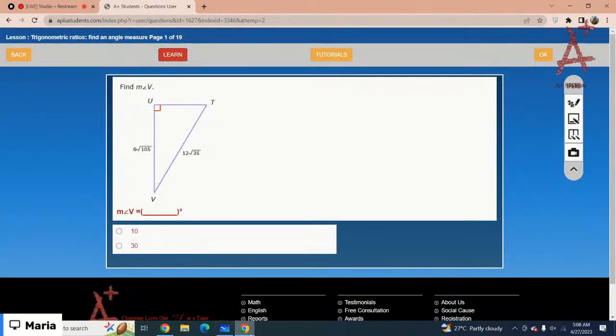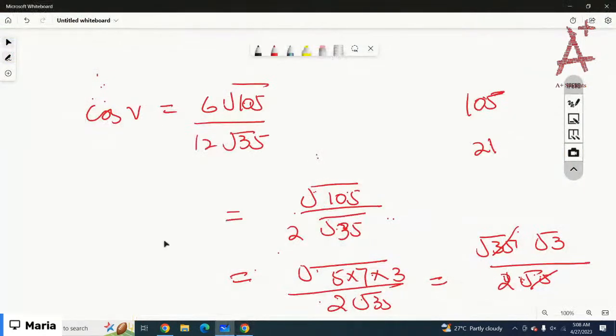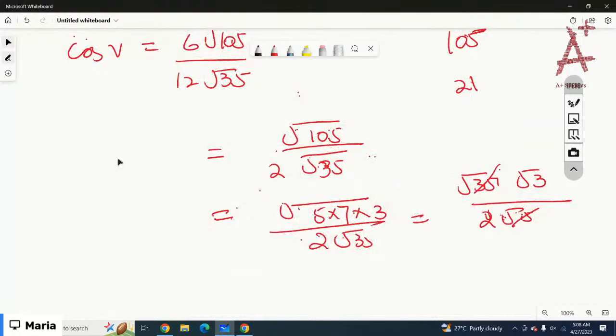So square root 3 over 2, you are left with cos v equals square root 3 over 2. So you need to see on what angle cos is square root 3 by 2. That would be 30 degrees. Cos 30 equals square root 3 over 2. So it would be 30 degrees. The correct option is 30 degrees.